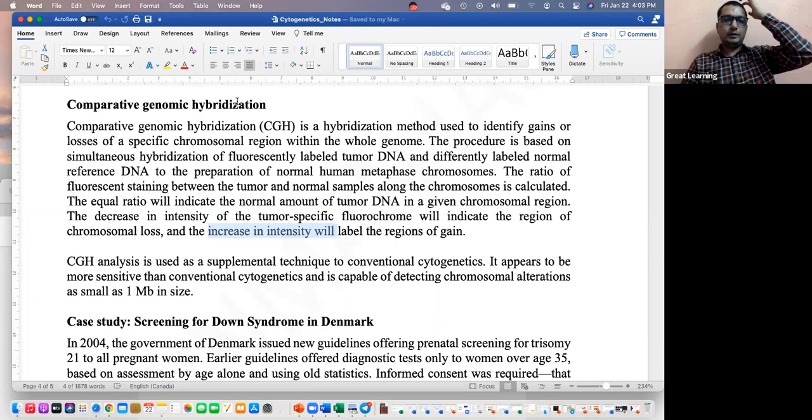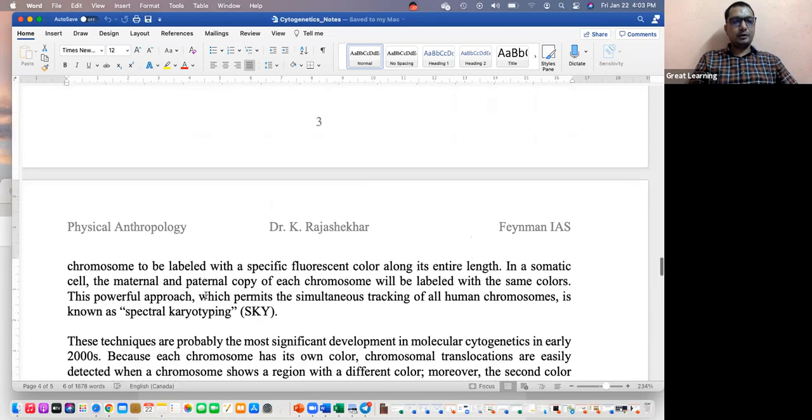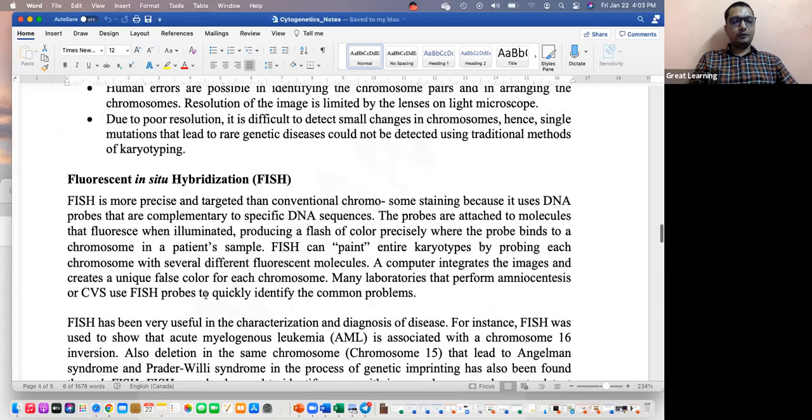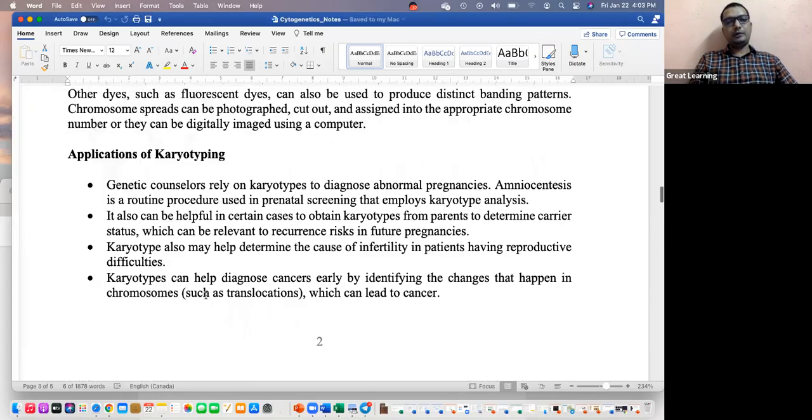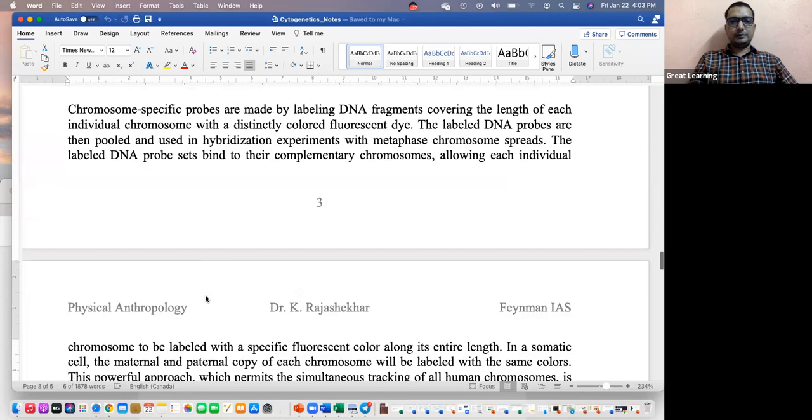Okay, so this is a kind of supplemental method, an additional method that we use here, and it is very sensitive because even a small difference in the ratio can be identified. Things as small as 1 MB, 1 megabase, meaning 1000 nucleotides, can be identified here. And it's up to you if you want to talk about CGH; otherwise karyotyping, spectral karyotyping, and FISH are sufficient, along with the Barr body, for the cytogenetic methods.